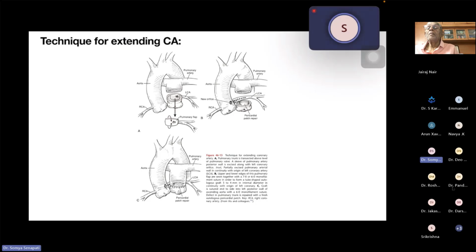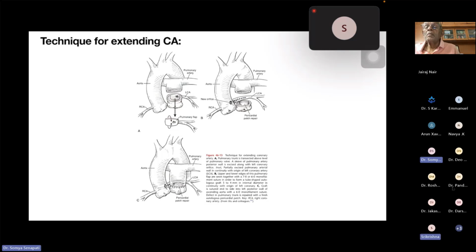So in figure A, the pulmonary trunk is transected above the level of the pulmonary valve. A sleeve of PA posterior wall is excised along with the left coronary orifice, maintaining continuity with the origin of the left coronary artery. In figure B, we can see both the edges. Upper and lower edge of this pulmonary flap are sewn together using 7-0 or 6-0 Prolene, and it is formed into a tube-shaped autologous graft, which has an internal diameter of around 3 to 4 mm, and it continues as the left coronary.